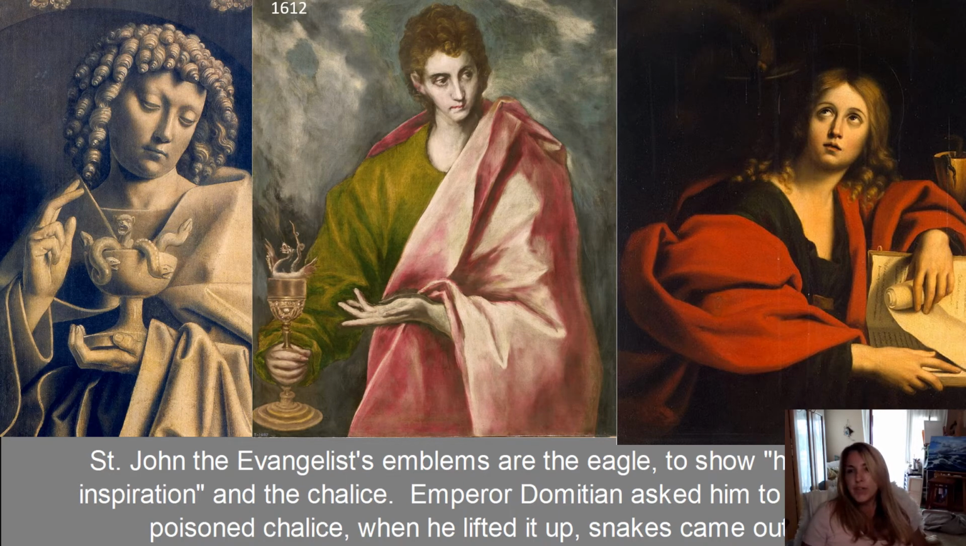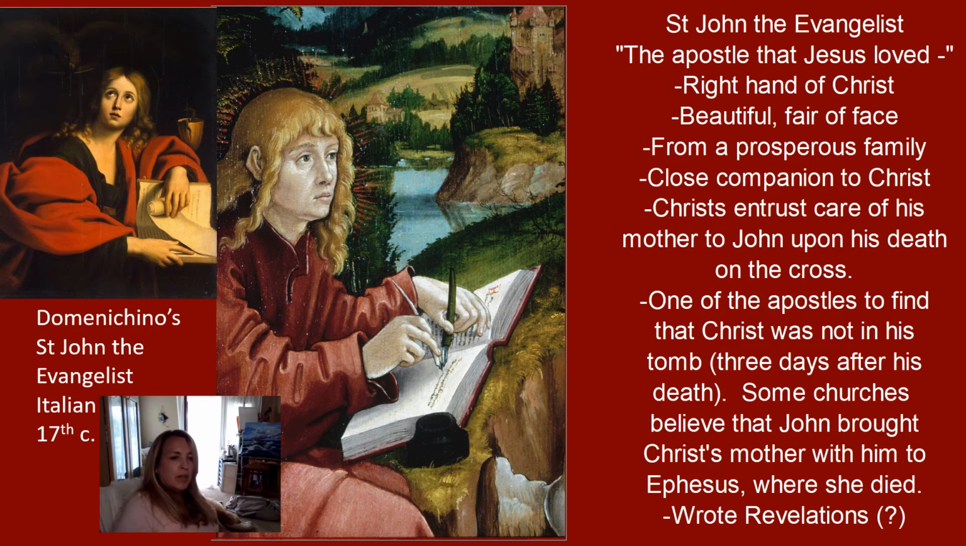But the third figure really shows you a figure that, if it wasn't identified with being an evangelist, people might have difficulty with it because the figure is indeed so beautiful. Domenichino, St. John the Evangelist, Italian, that's 17th century. A larger one was in the prior page.